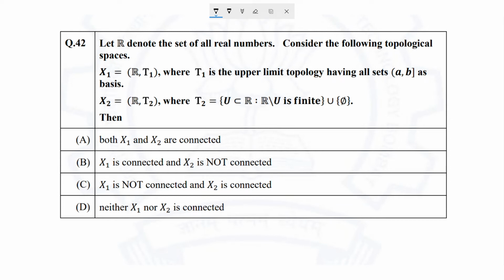Hello everyone, today we are going to discuss a question of grade 21, and the topic is topology. We only have to check whether the given topological spaces are connected or not. For this, we first have to know the definition of connected.